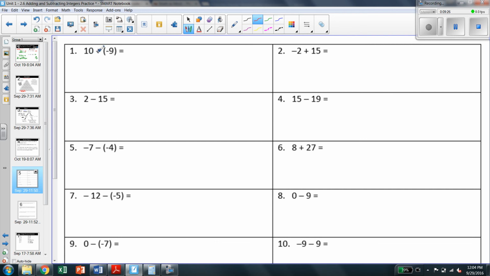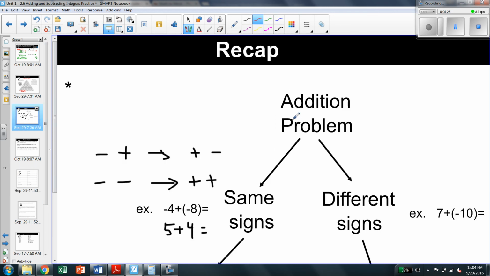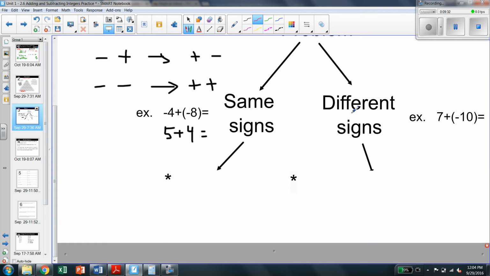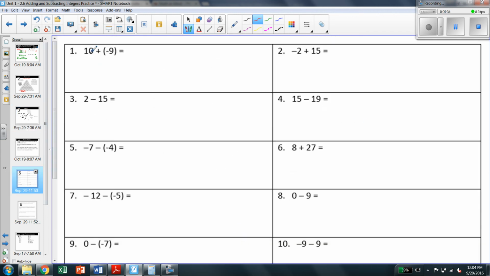We're adding, right? So when we're adding, and in this case, the signs were different, so we subtract the numbers. 10 minus 9 is 1. Is it going to be a positive or a negative 1? Well, there are more positives than negatives. Or you can think of this absolute value is bigger than this absolute value, so it's going to be a positive 1. Okay.